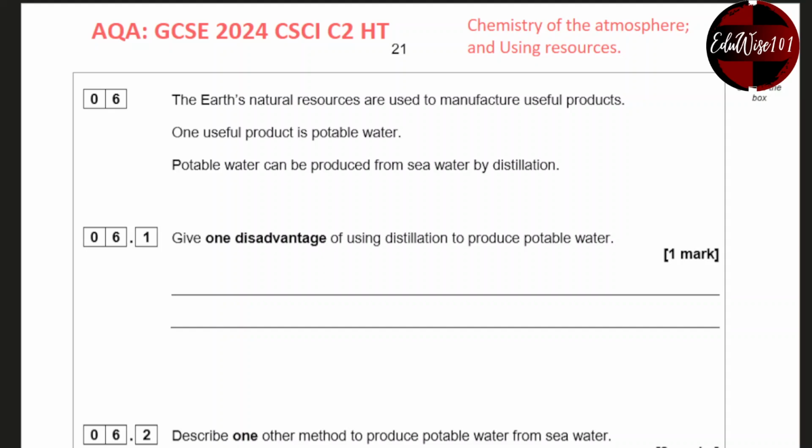In this video, I'm going to go through the AQA Combined Science Chemistry Paper 2 Higher Tier from 2024. Question number 6, which is the last question, is on the topic of chemistry of the atmosphere and using resources.